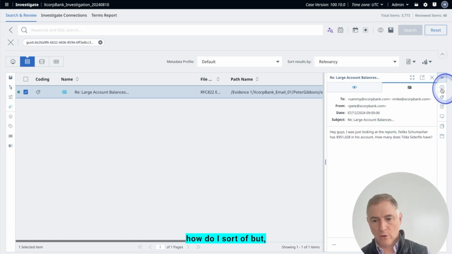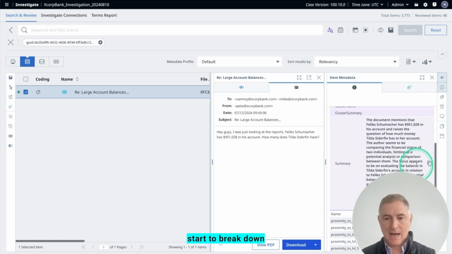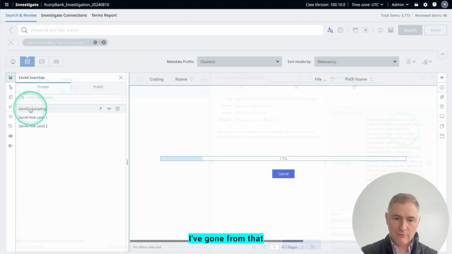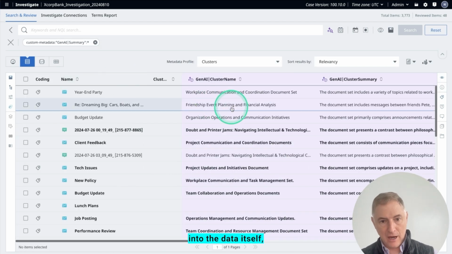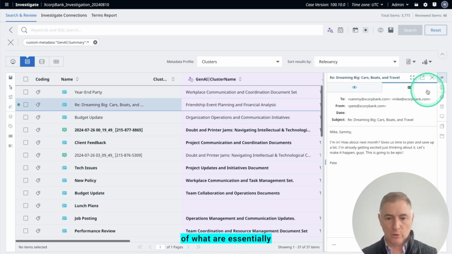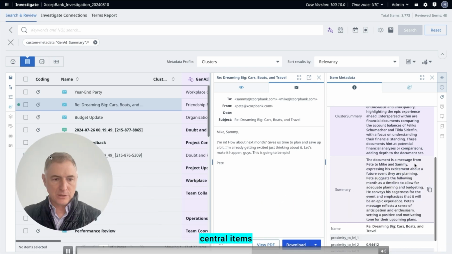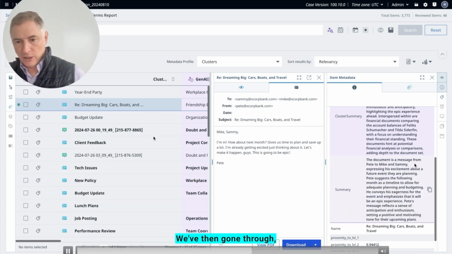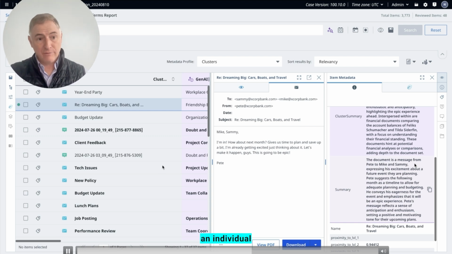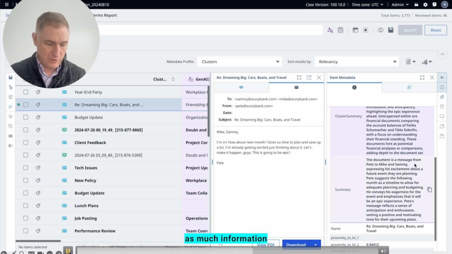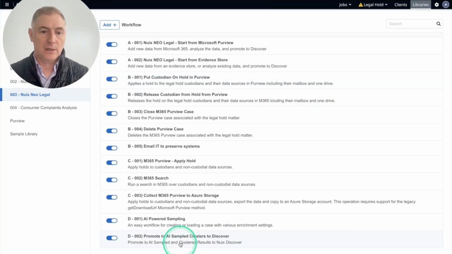So similar to the magnitude report, how do I start to break down those barriers between what is a report, what is a visualization, and what are the actual items? Here I've gone from that cluster report, jumped into the data itself, and I'm now able to look at it and quickly review and analyze it. Here we're going through what are essentially the cluster pivots, where we've defined the most central items to those documents. We've then provided a cluster summary and an individual document summary, and think about rolling those summaries up, again, to really give you as much information as quickly as possible.